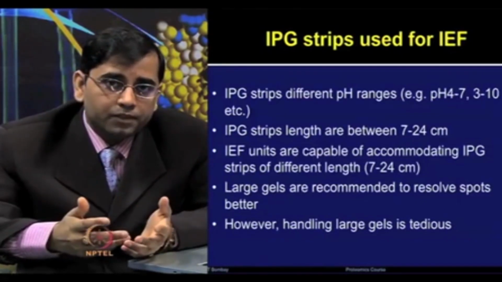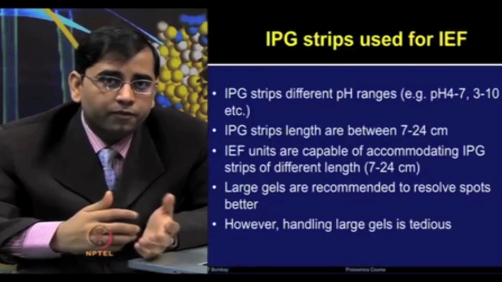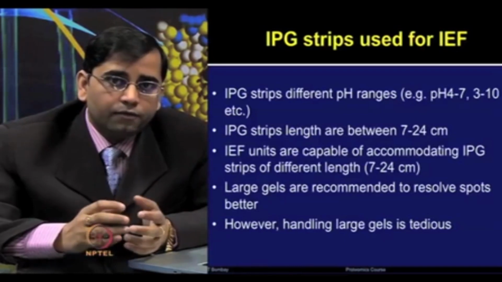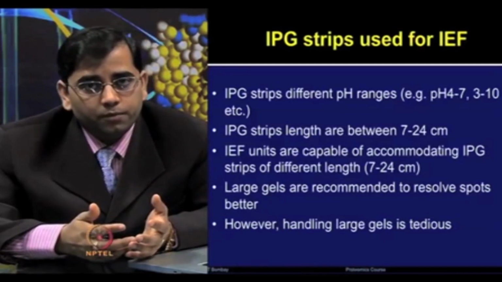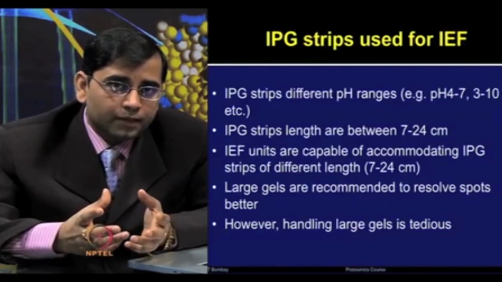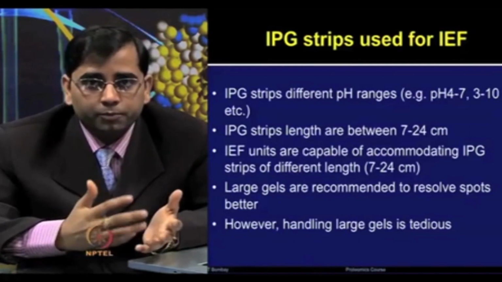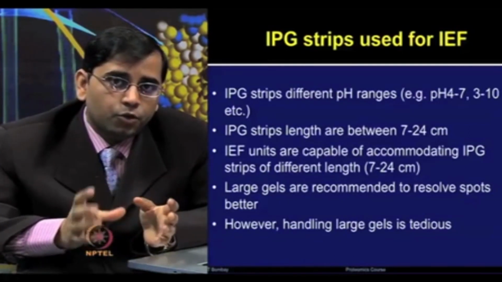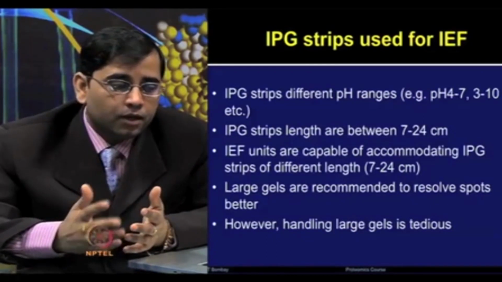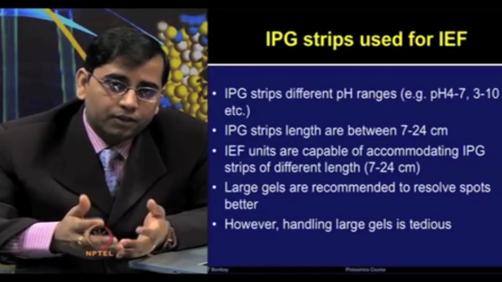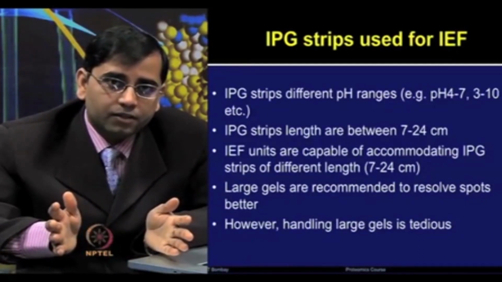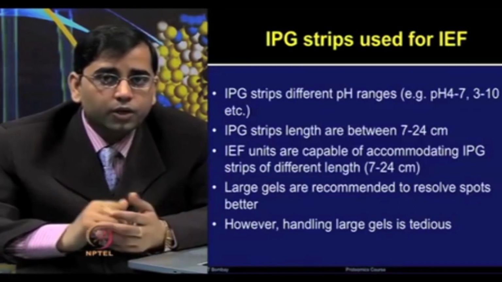There are different types of strips being manufactured by different commercial companies. Now, when you are optimizing a protein extraction protocol, it is better if you use a small strip so that you know that your IEF process is going fine and your protocol is looking good. You can separate the proteins. Now, once you know that your extract is good, then you can apply that to separate the proteins on a long strip length, for example 17 or 24 centimeter.